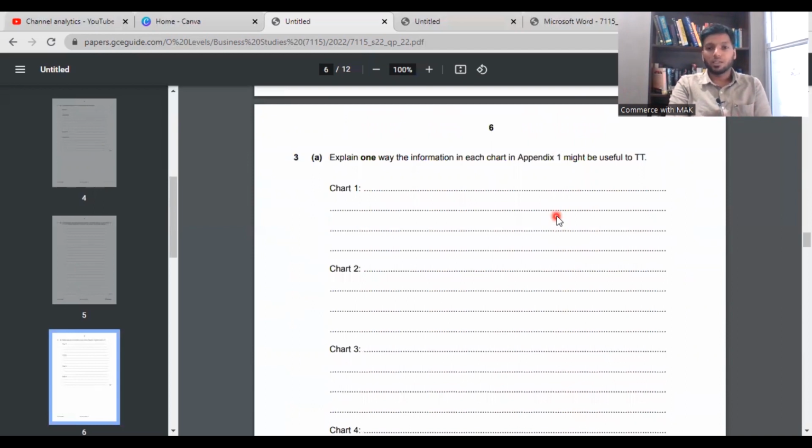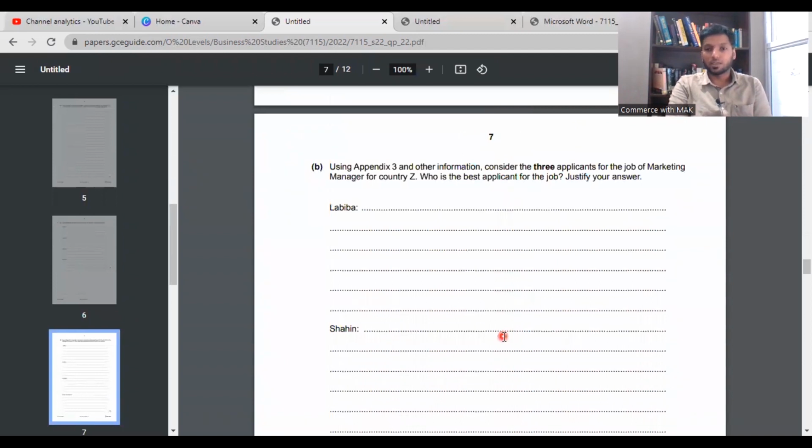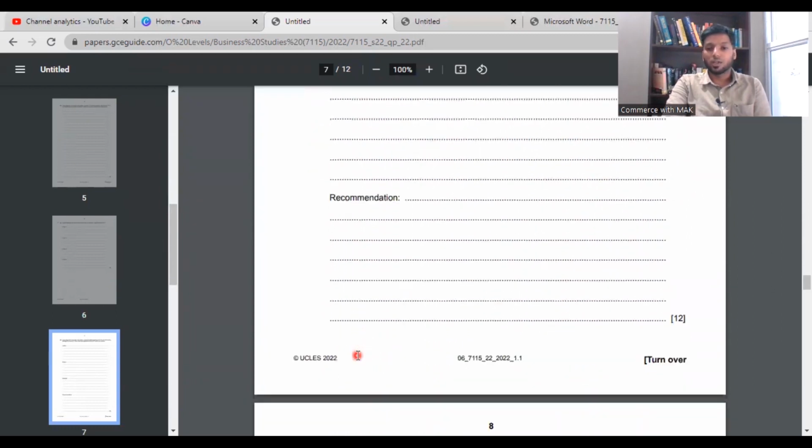Explain 1 way the information in each chart in Appendix 1 might be useful to TT. There are 4 charts given: chart 1, chart 2, chart 3, chart 4. And then, using Appendix 3 and other information, consider the 3 applicants for the job of marketing manager of country Z. Who is the best applicant for the job? Justify your answer: Labiba, Shaheen, Samiha, and your recommendation.